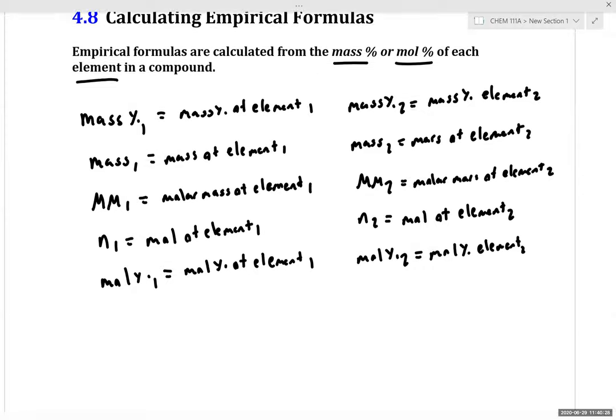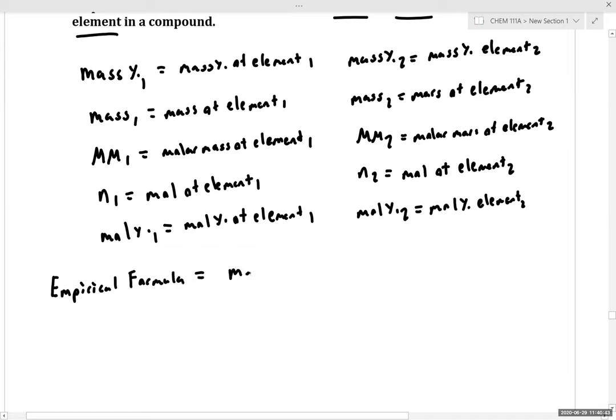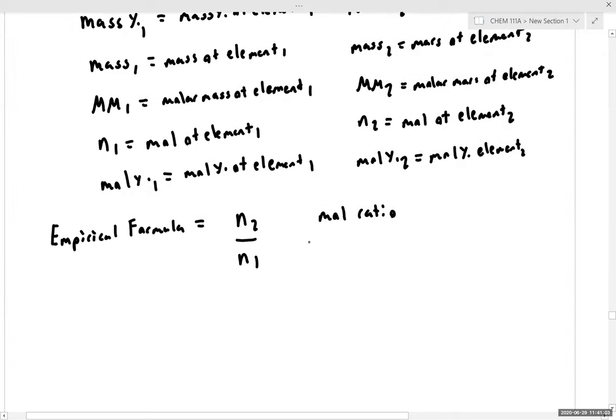Okay, so now let's talk about what we know. Fundamentally, when we think about the empirical formula, it can be best thought of as the moles of one element over the moles of another element, which is our mole to mole ratio. Okay, so the empirical formula can be thought of as a mole ratio. Wonderful. How can we use that?